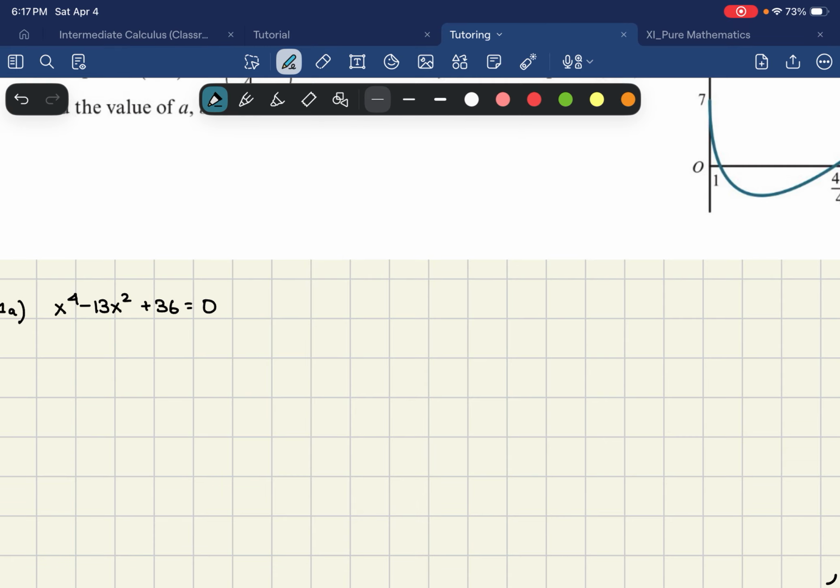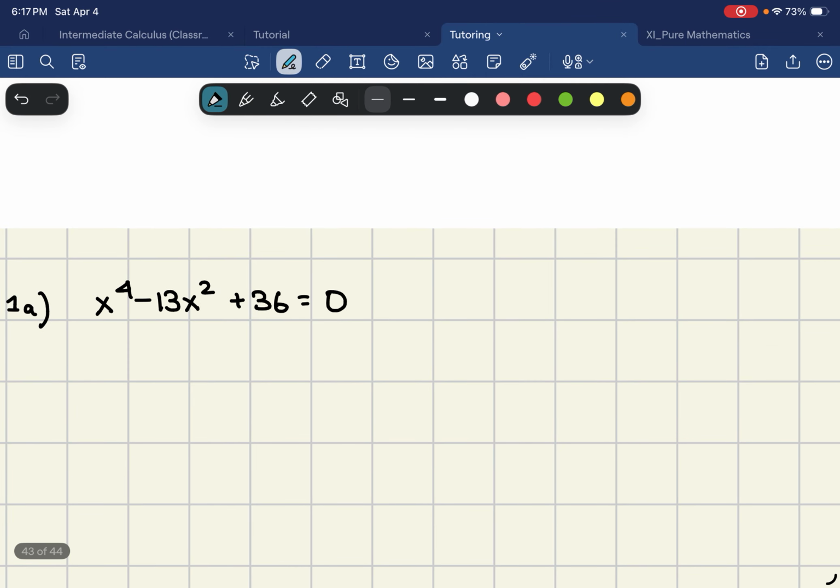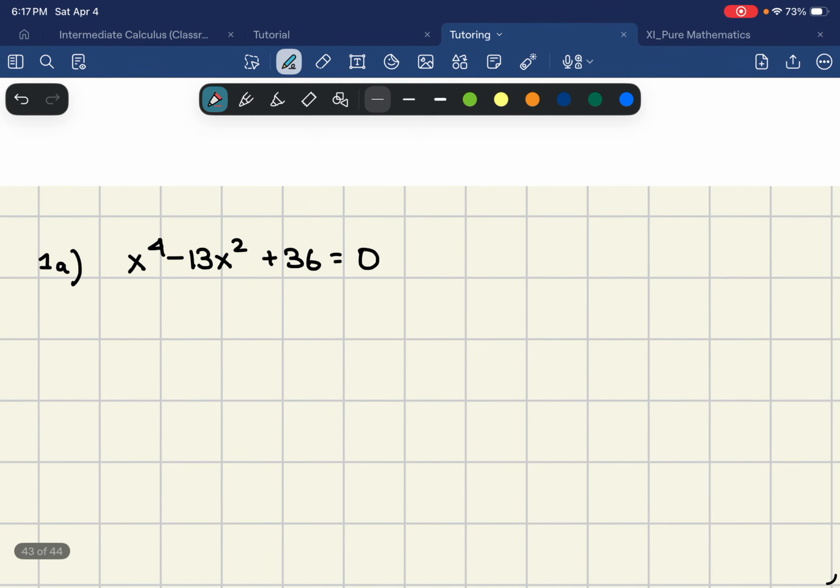So now, this is a quartic equation, right? You have a degree 4. So I'm sure you may be wondering, how do I solve this equation? Well, to solve this equation, we're going to translate it into something that we can solve. What do we know how to solve? We know how to solve a quadratic equation. So how do we make this into a quadratic equation? Well, if you think about it, x to the power 4 is just x squared squared, right? Because these two multiply to give me 4. So x squared squared minus 13x squared plus 36 is equal to 0.